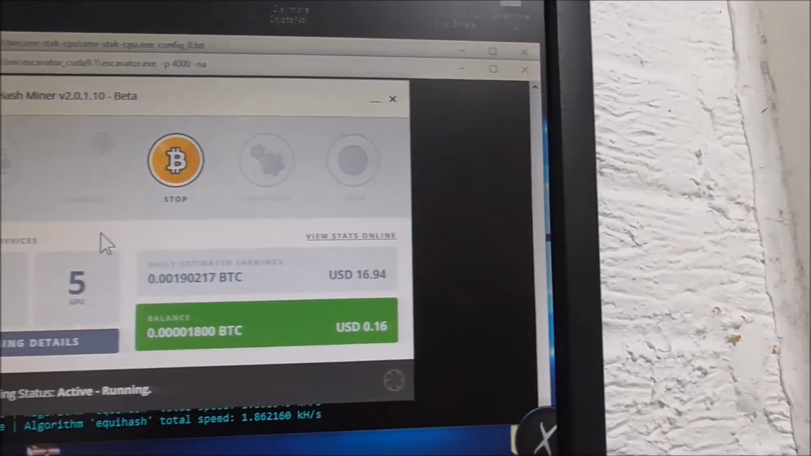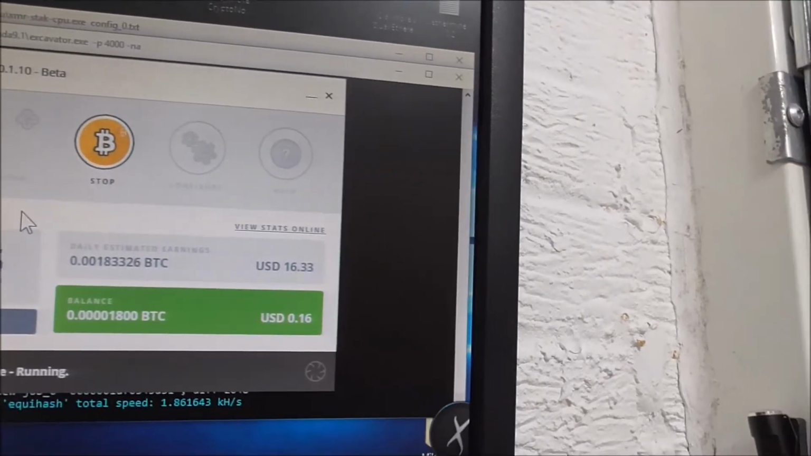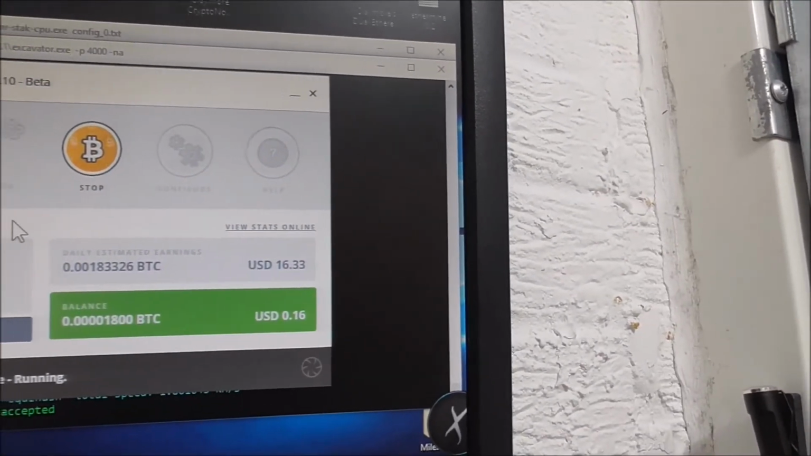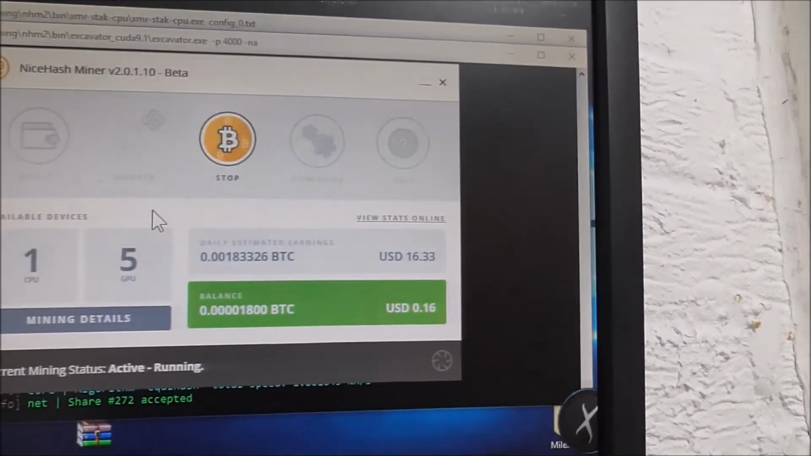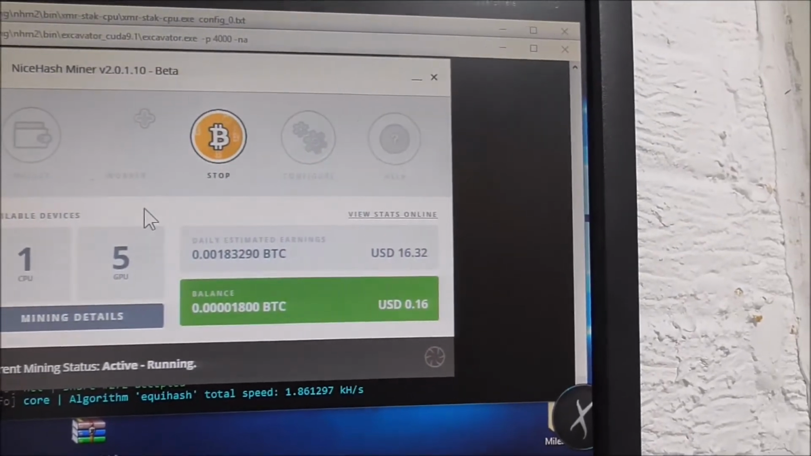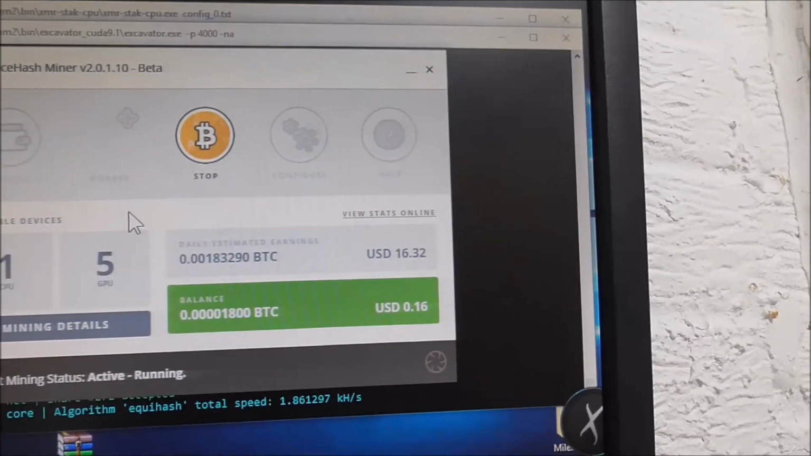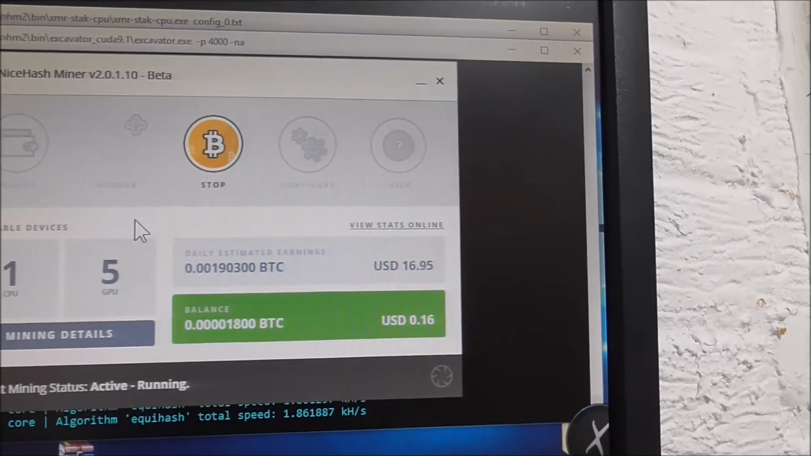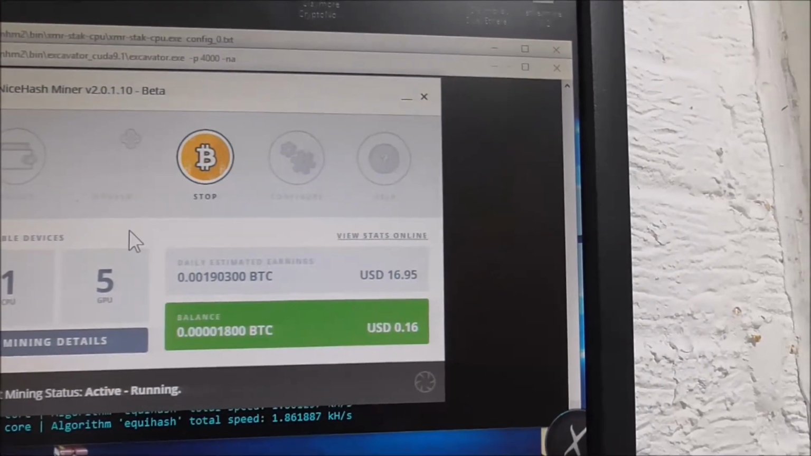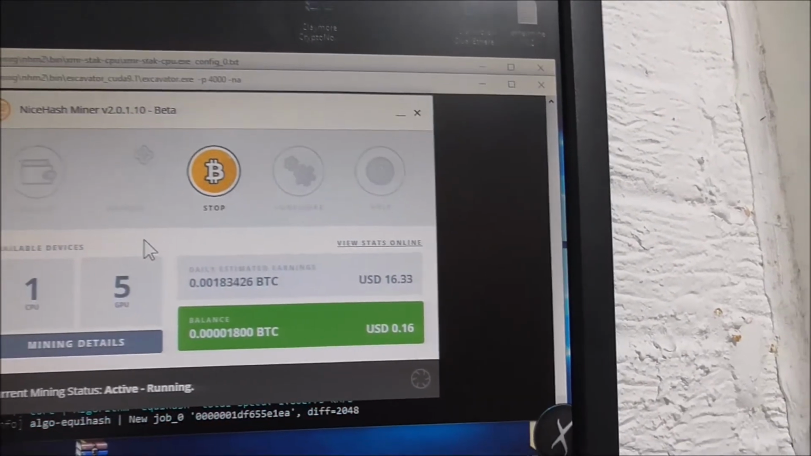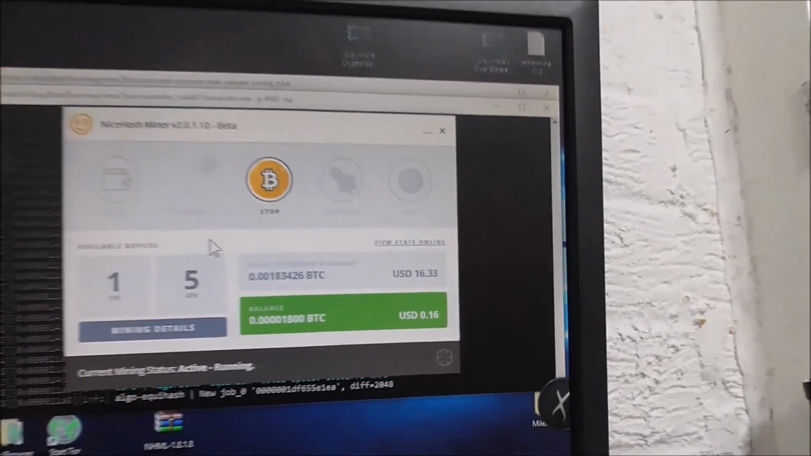And currently that's given me around $16 a day. Obviously it does change. Obviously Bitcoin is down at the moment, so this is actually quite good at the moment. It's averaging about 0.0018 to 19 Bitcoins. So I'm quite chuffed with that.